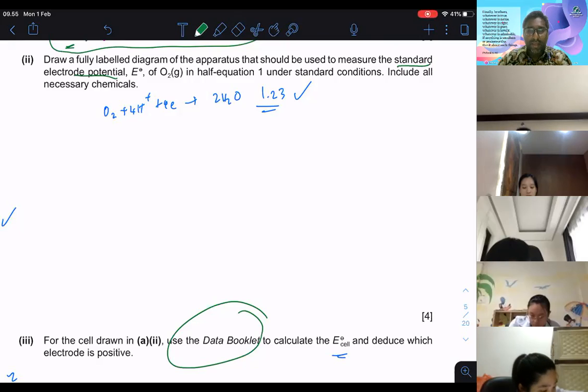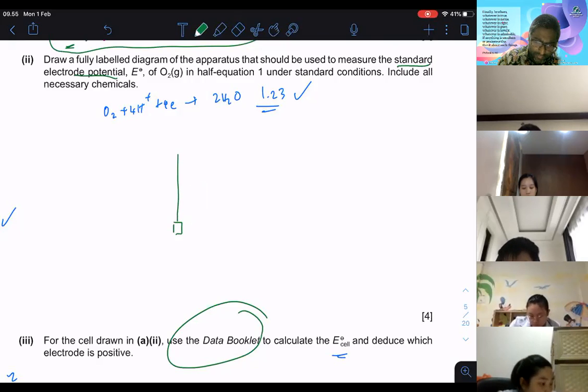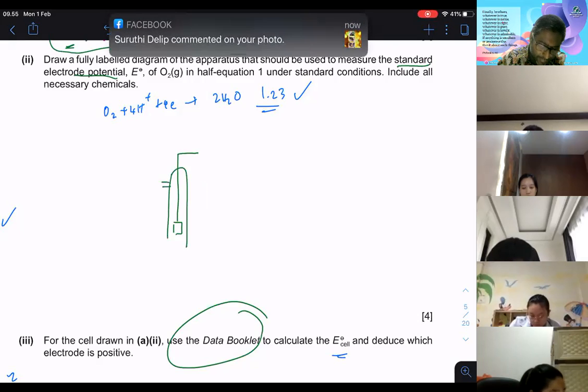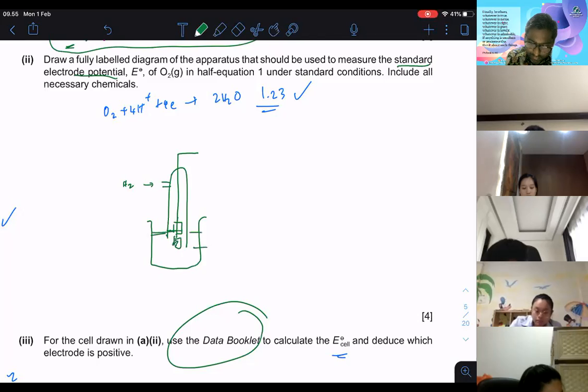So it means you need to write the entire thing. We are using the hydrogen cell, so it's going to be something like this. You still need to give the hydrogen. So hydrogen will come in here, and then here will be H plus, and this is platinum. Please draw nicely. So this will be H plus, 1 mole per dm cube. Then a voltmeter to measure.